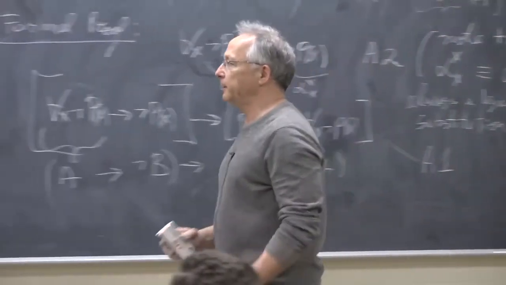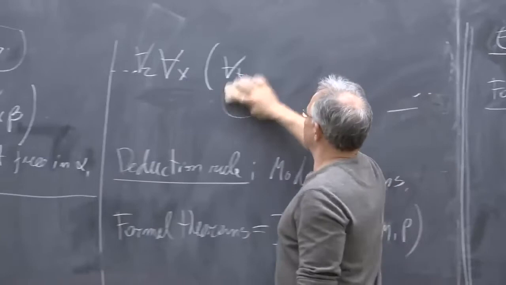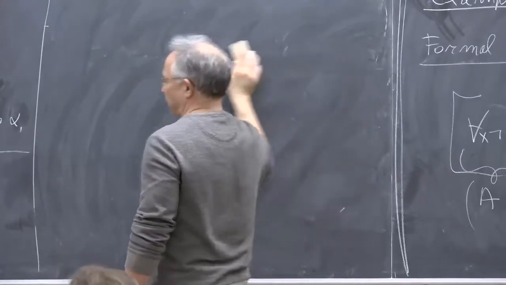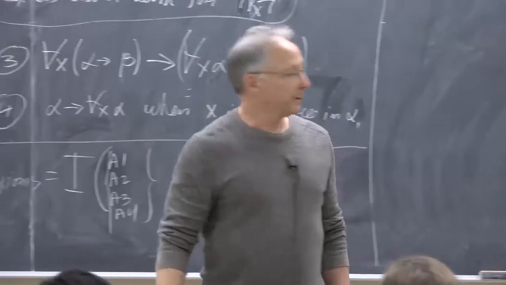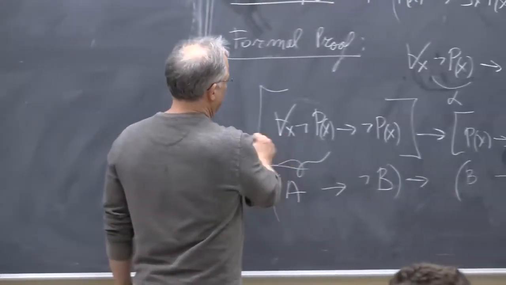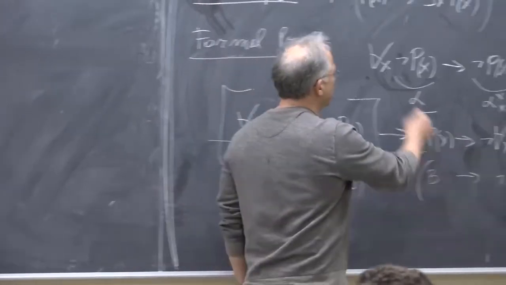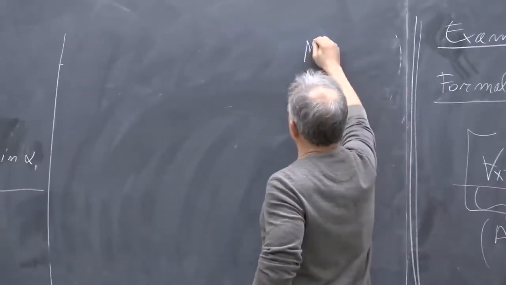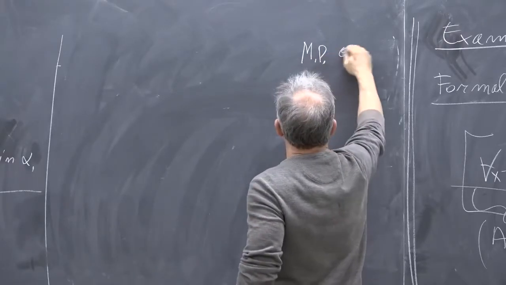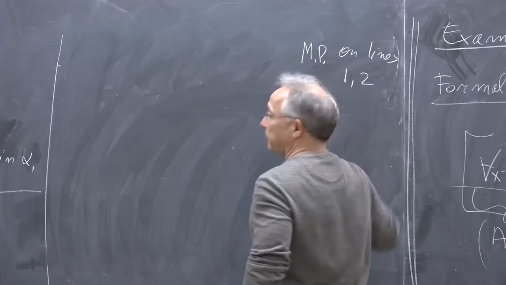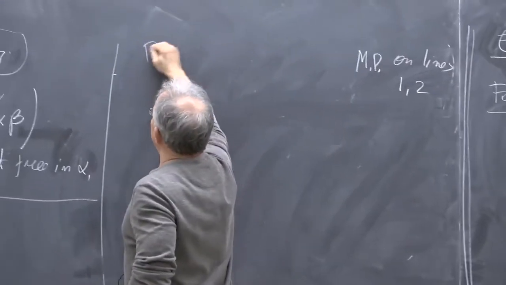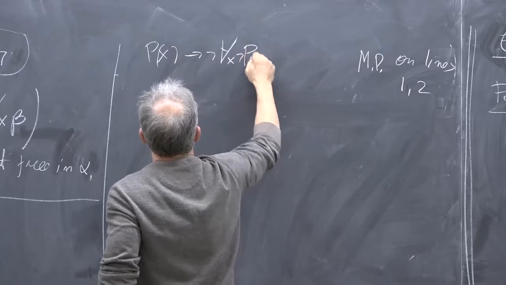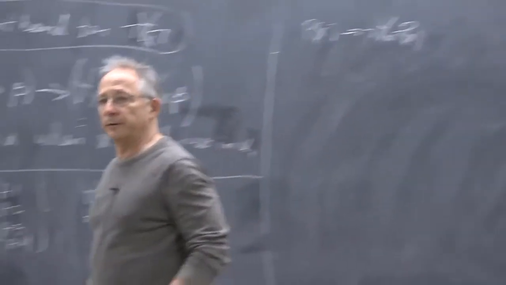Now, what will be my next step? Modus ponens. Because now I have here the head of an implication equal to what we already have before. So I can apply modus ponens on lines 1 and 2, and I get P of x arrows not for all x, not P of x, and this is exactly the formula that I wanted to prove.